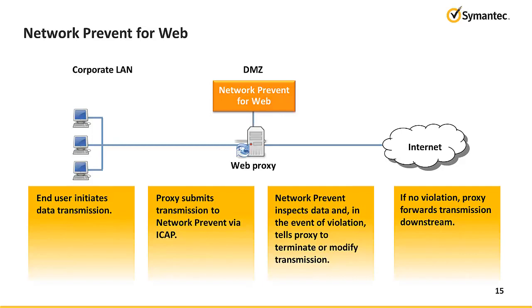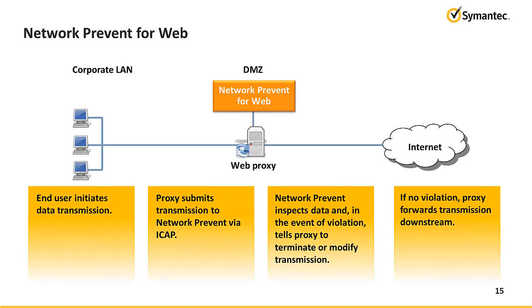The Network Prevent for Web server sends the proxy an ICAP response that reflects the response rule in the triggered policy. If your policies contain no Network Prevent for Web responses, the ICAP response tells the proxy to let the transaction go through. Otherwise, the ICAP response tells the proxy to block the request or remove the sensitive content and return only the sanitized request to the proxy.